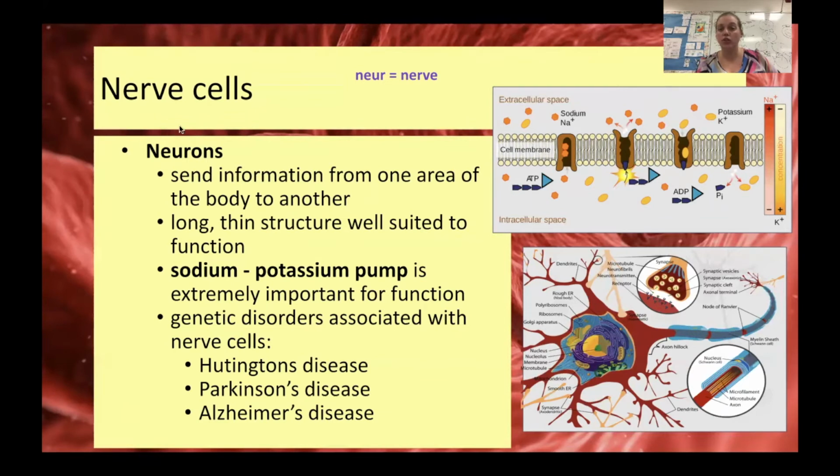Nerve cells are also called neurons, and neur means nerve. These are very long, thin, branchy cells that are specially suited to their function, which is to send and receive messages to and from different parts of the body. The membranes of nerve cells have these sodium-potassium pumps embedded in them, and we talked about the sodium-potassium pump when we looked at active transport.